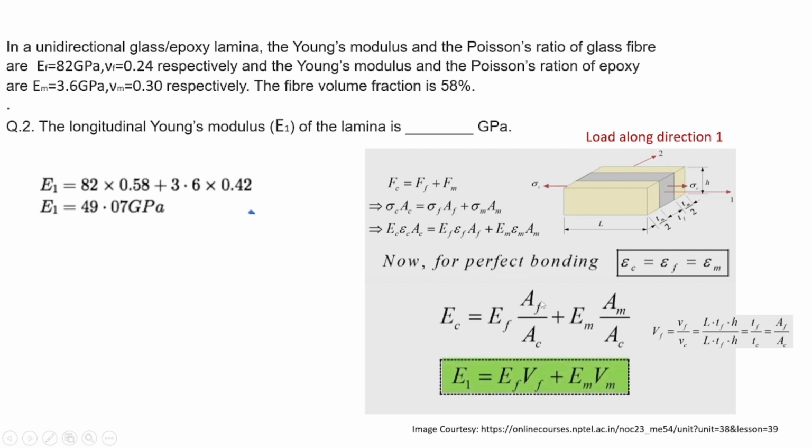Here you can see AF by AC is given, the area of the fiber and area of composite, which is also equal to the fiber volume fraction, and AM by AC is the matrix volume fraction, which is 1 minus fiber volume fraction. From this equation, when we consider the fiber in terms of a rectangle and we solve it, this is the final equation you will get to find the longitudinal Young's modulus. Putting the values, you can get this answer.